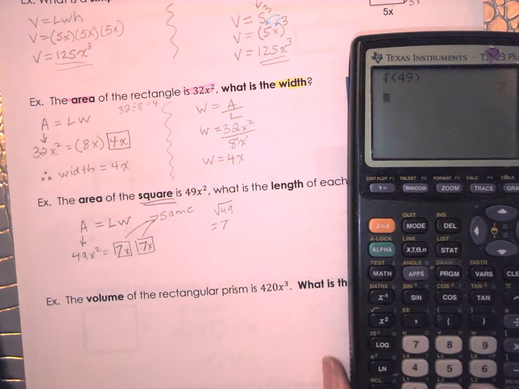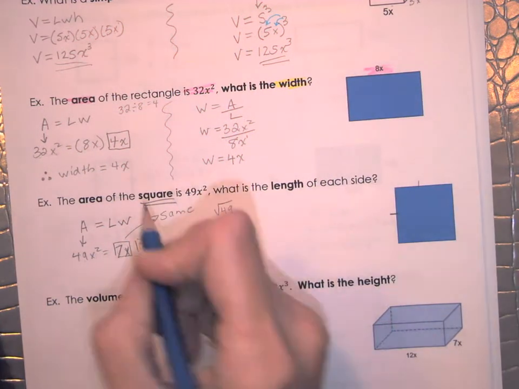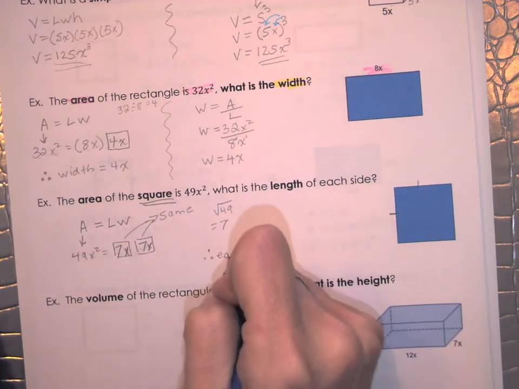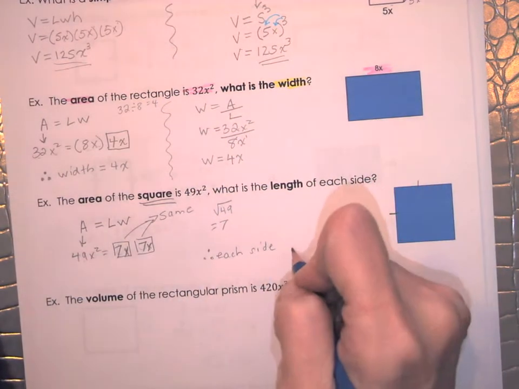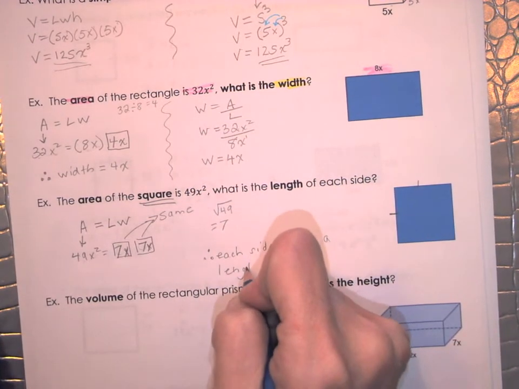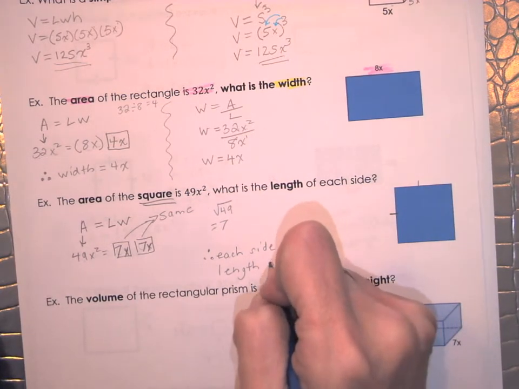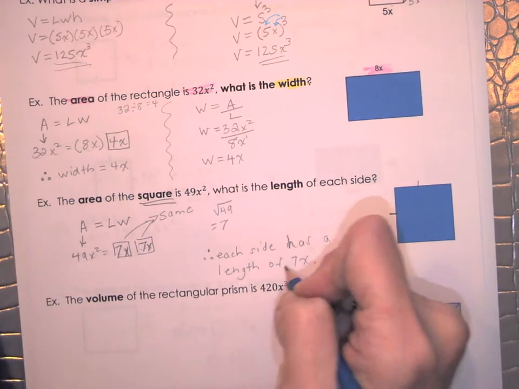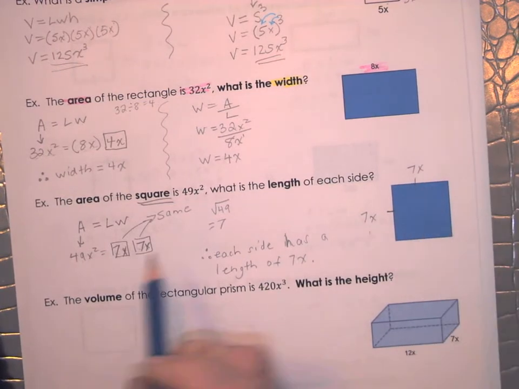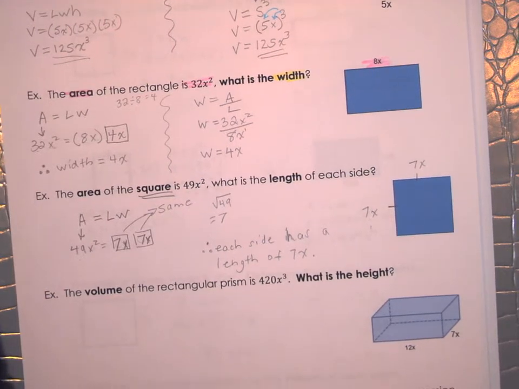Okay, since it's a square, the length and width have to be the same. So the length of each side, I'm going to use that therefore again. Therefore, each side has a length represented by 7x. Okay, so in other words, this is 7x and this is 7x. And when you multiply them, you get the area 49x squared. So that was a bit of a thinker there.